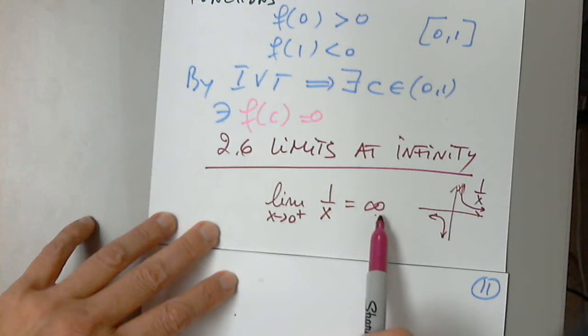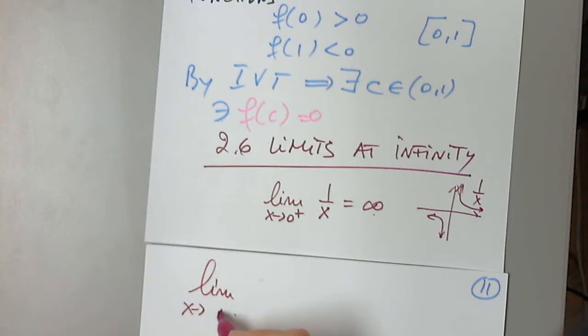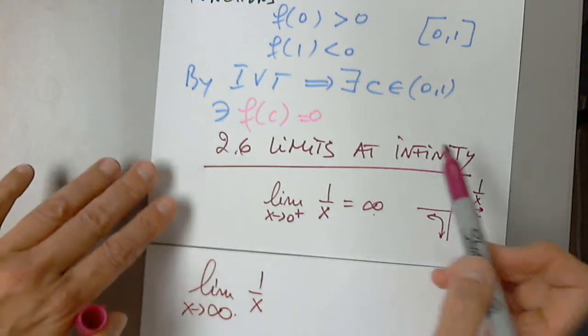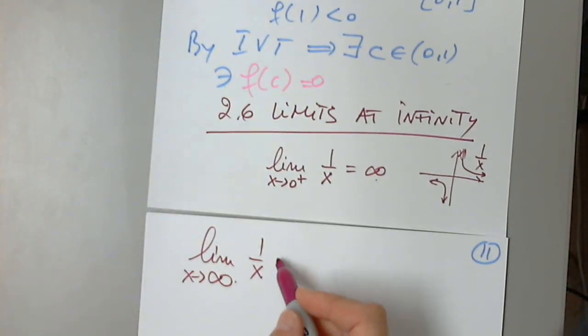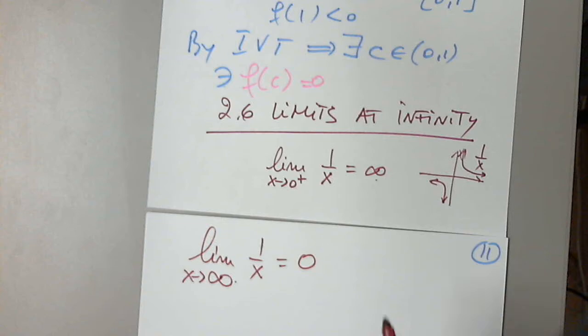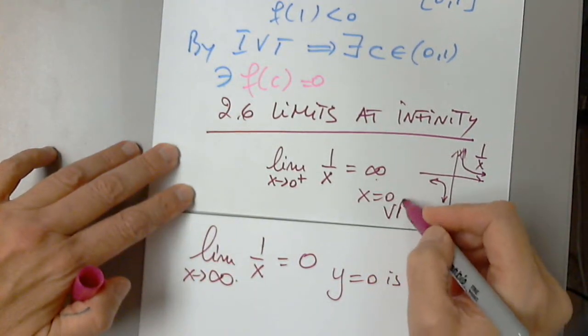The result is infinity. So when we talk about limits at infinity, we are talking about limit as x approaches infinity of 1 over x. This is what we mean by limits at infinity. When x approaches infinity, please look at the graph now and tell me the answer. Excellent. Which means that y equals 0 is a horizontal asymptote. Here x equals 0 is a vertical asymptote.